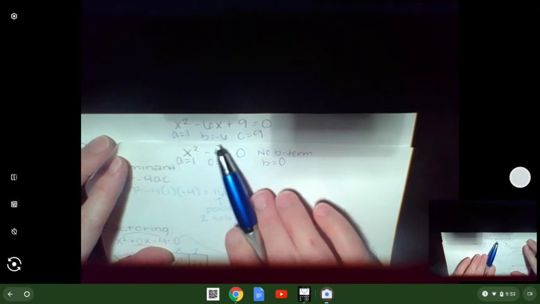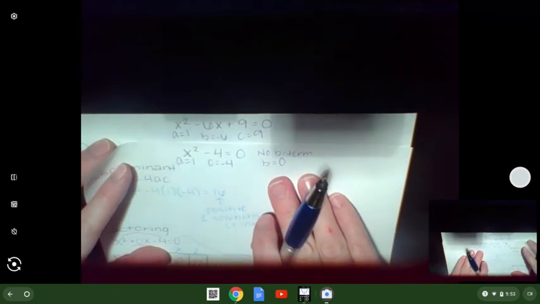If I have a B term, all bets are off. When I have a B term, I can't easily identify my up, down, left, right transformations. When I have a B term, I can't use square roots. When you're in Algebra 2, you will learn how to go from this, which is called standard form, back to vertex, the transformation form, but we're not going to do that now.